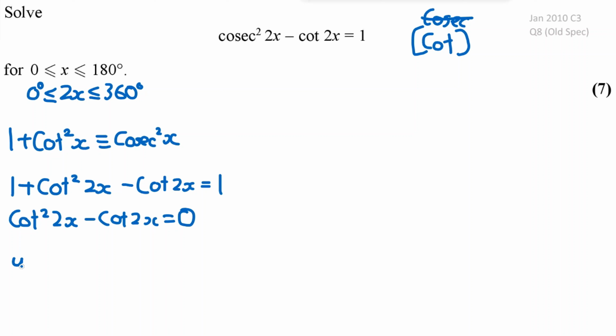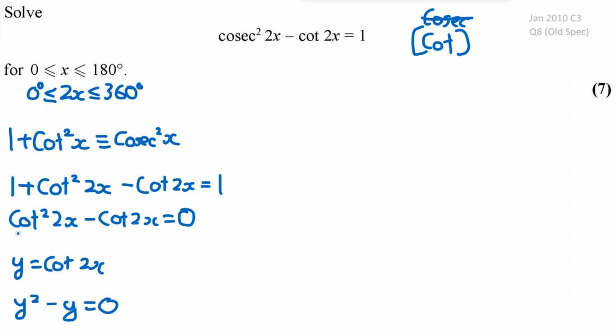Now if you want to, you can make a substitution like y is equal to cot of 2x, for example, and then you can rewrite this as cot squared of 2x is y squared, minus cot 2x is y, and this is equal to 0. And hopefully you can more easily see that this is a quadratic equation. If you want to, you can do the rest of this question in this format if you want to. I'm just going to do it in this format here.